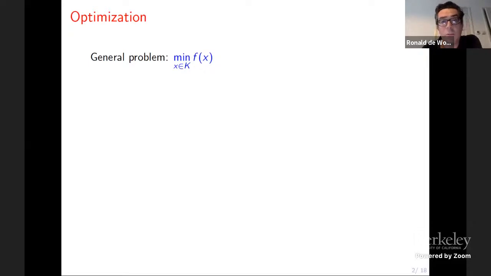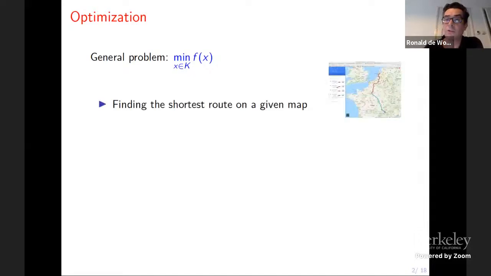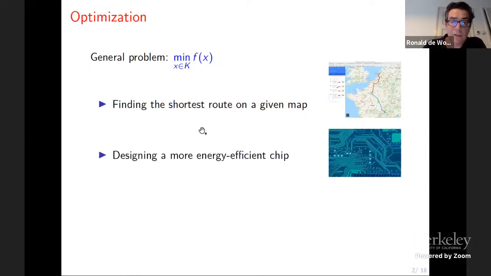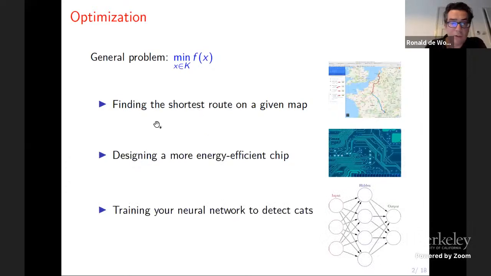In fact, lots of the uses of computers in industry and elsewhere are of optimization form. Right. So here's a simple example: finding the shortest route on a given map. This is a simple example. It can be solved very efficiently. Designing a more energy efficient chip, that's also an optimization problem. The function there that you want to minimize would be the energy usage of the chip. Training your neural network to detect cats. This is, of course, a massive application of optimization of all sorts and forms in the last 10 years. And this is just to illustrate the versatility and the usefulness of being able to solve optimization problems.